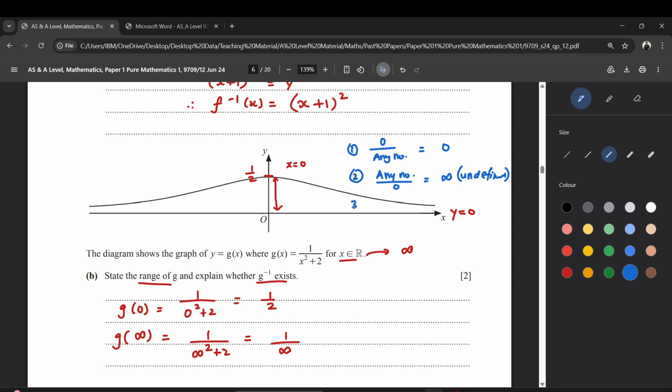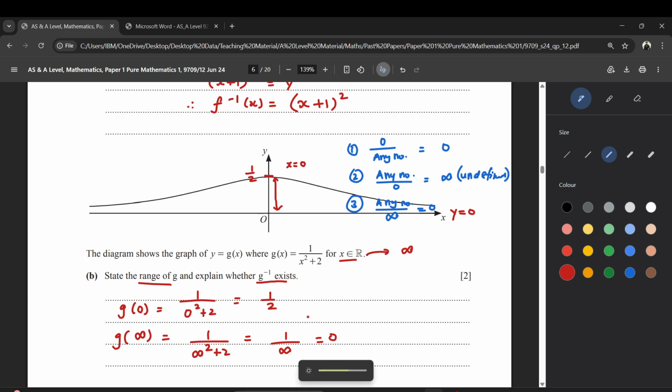All right, now based on what we found in result 2, if I switch them, if I make 0 the subject, any number divided by infinity is going to give you 0. Therefore if I divide 1 by infinity, I'm going to get 0 over here. So this tells you that g of x equals 0, this is your asymptote.